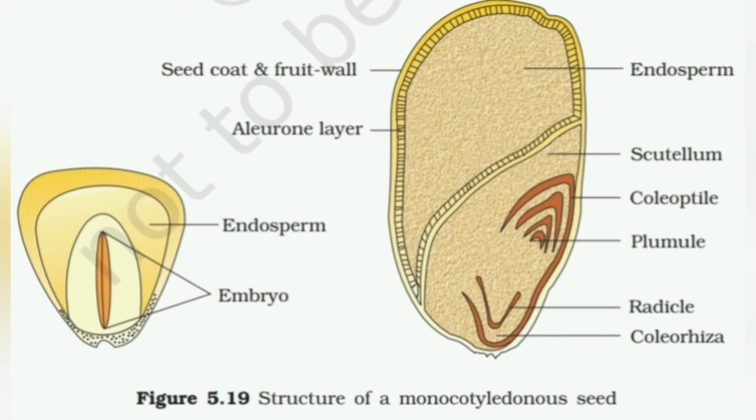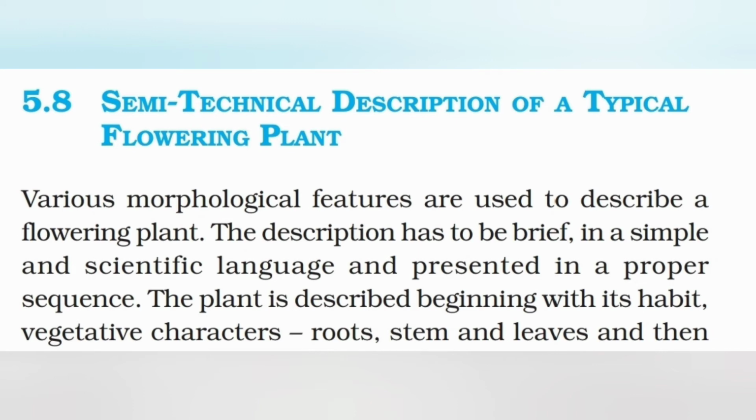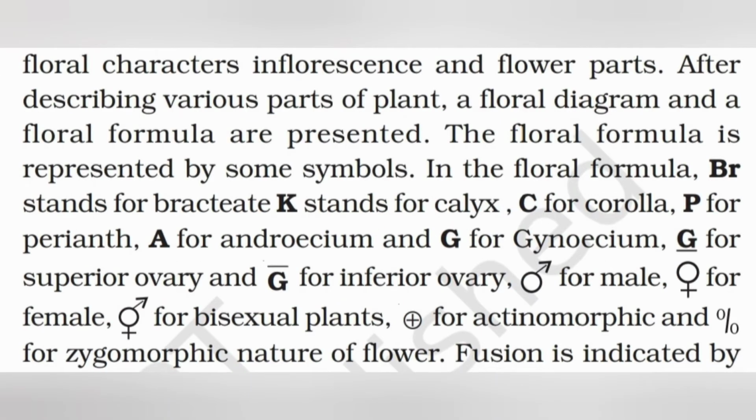Next topic is semi-technical description of a typical flowering plant. Various morphological features are used to describe a flowering plant. The description has to be brief, in simple scientific language, and presented in a proper sequence. The plant is described beginning with its habit, vegetative characters, root, stem, and leaves, and then floral characters, inflorescence, and flower parts. After describing various parts of the plant, a floral diagram and a floral formula are presented.